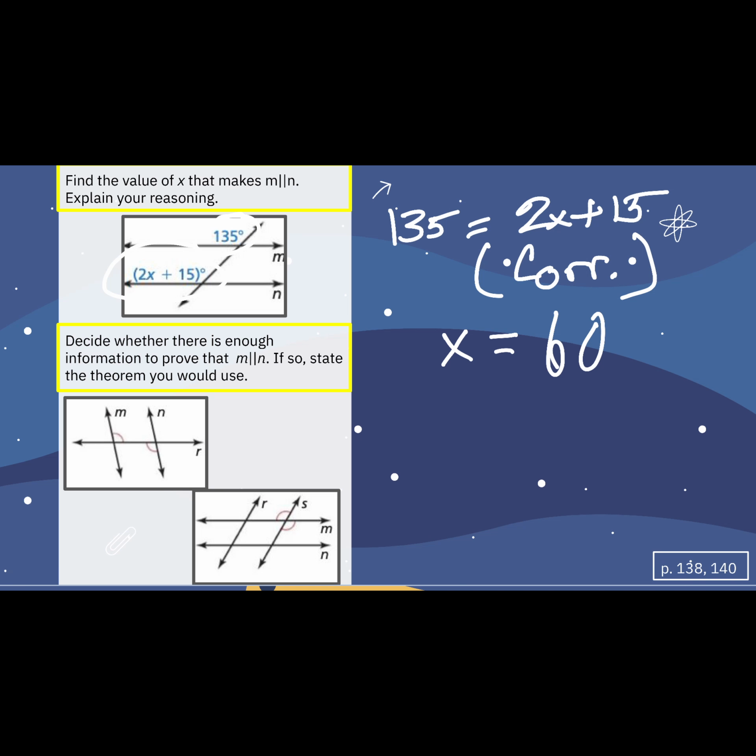So very simple, I mean, almost the exact same thing we did yesterday, right? We're just looking at it from a different perspective today. And explain your reasoning: corresponding angles. That's my reasoning.